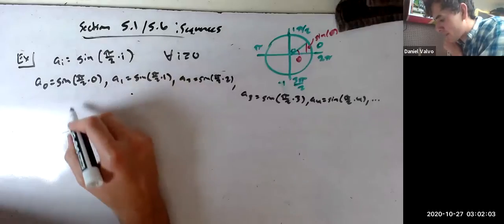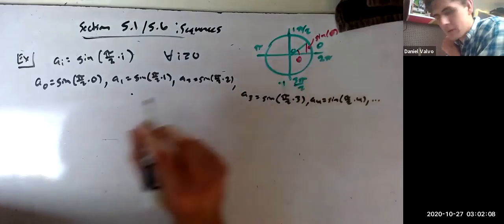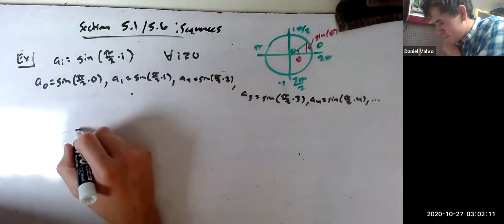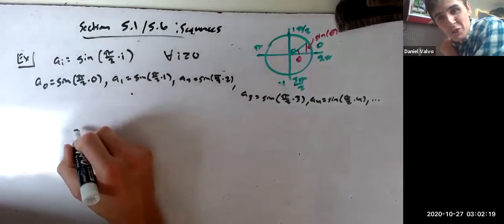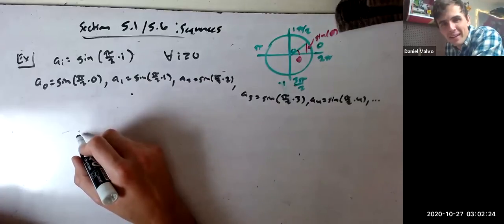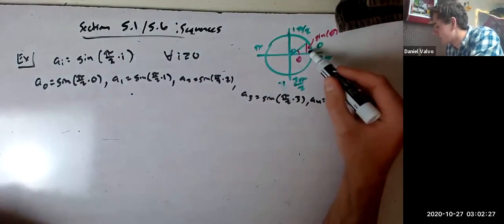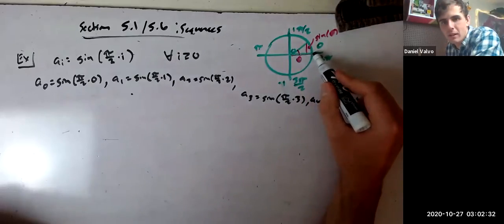So first up, sine of pi over 2 times 0, what's that going to be? It's going to be sine of 0, right? What's sine of 0? Trig is coming back for no reason. Remember, sine is the height, and if our angle is down here at 0, how far off the x-axis is it? Just 0, right?